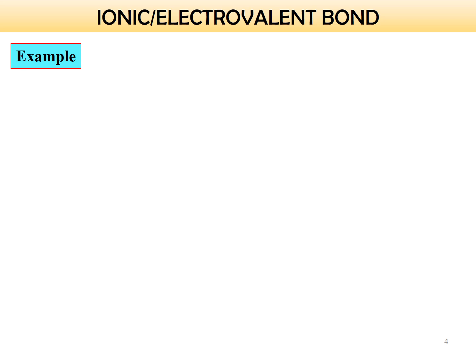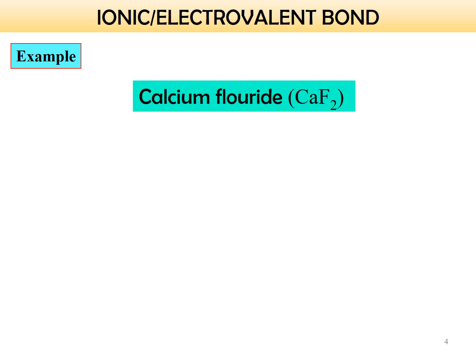Now, I will show you an example of ionic bond using calcium fluoride. A calcium atom has 2 valence electrons, while a fluorine atom has 7 electrons. A fluorine atom needs only one more electron to complete its octet, while calcium atoms have 2 electrons to lose.